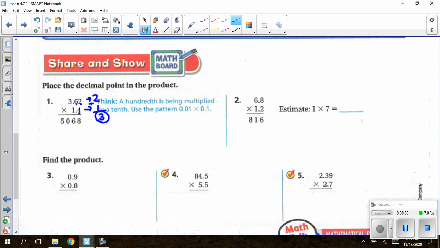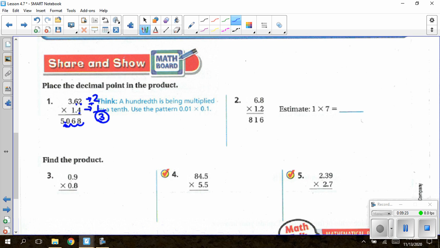I always circle this number so it doesn't get blended in with my final answer. So I know that there should be 3 decimal place values in my product. So from the end of the answer, 1, 2, 3 to the left places my decimal in between the 5 and the 0. So 5 and 68 thousandths would be my answer.